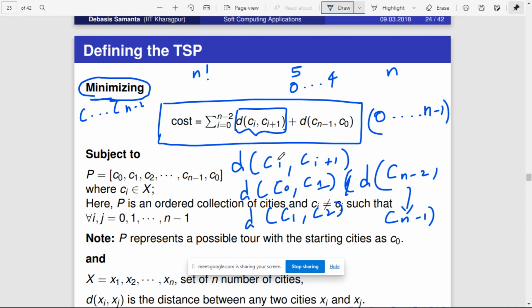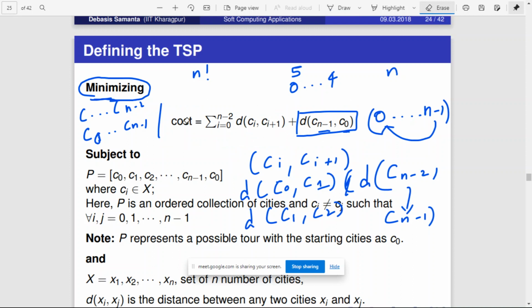But this part covers only from C1 to Cn minus 1. But after visiting the last city, where should we come back? To the city 1 or 0? 0. We are starting with 0, right? So that is why this part is included. This is D, the distance of Cn minus 1 comma C0. Cn minus 1 is the last city, so this is the distance from the last city to the 0th city.